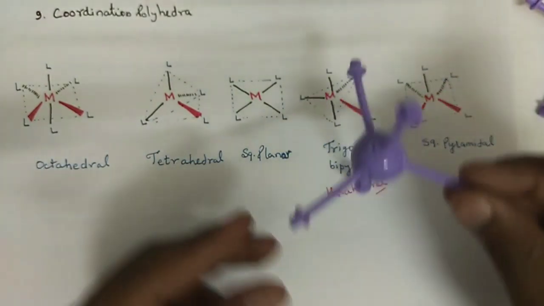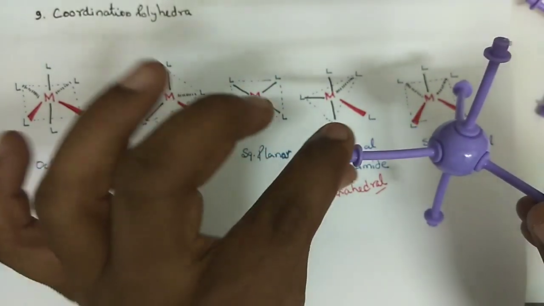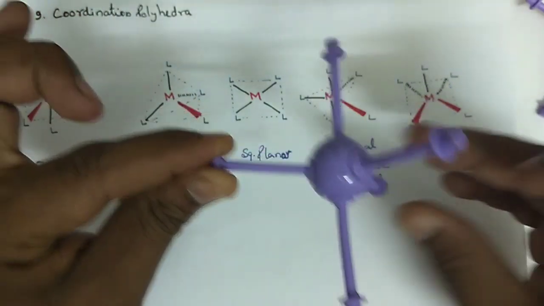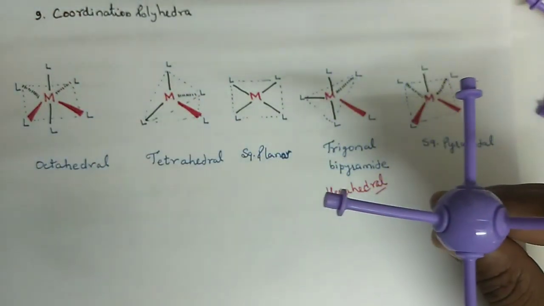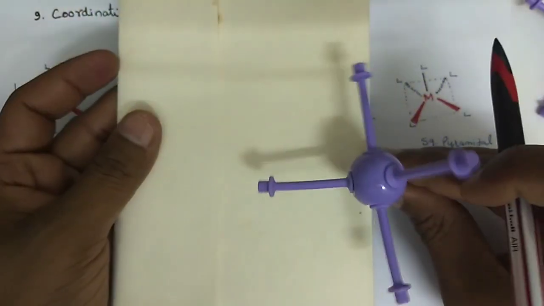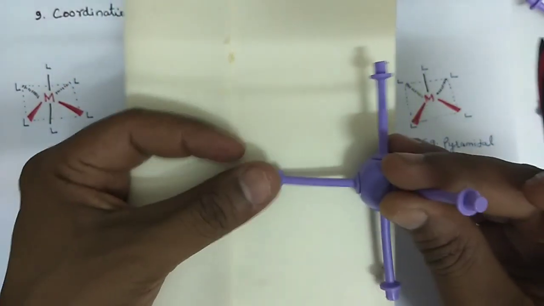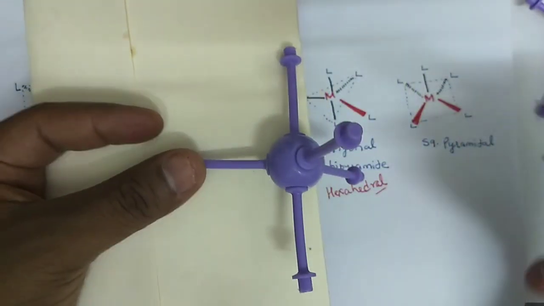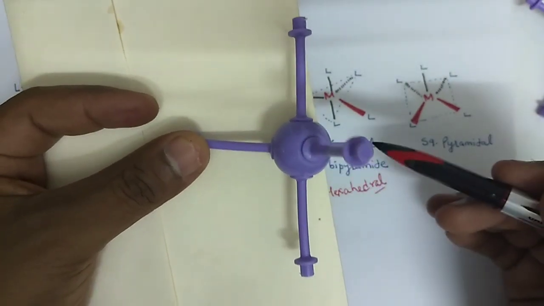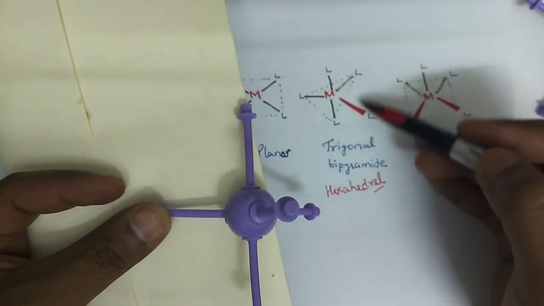So go for trigonal bipyramidal. Here is the trigonal bipyramidal. Now 1, 2, 3, that means I have to hold it like this, not like this. I have to hold it like this, right? So here is the plane, and you can just correlate it with this plane. You can point out that all these 3 atoms lie in one plane, right? And this bond is pointing towards you, and this bond is pointing away from you, right? So this one is the picture, right?